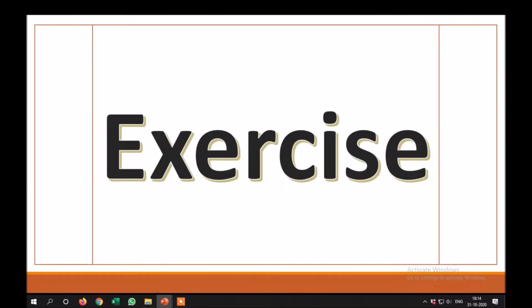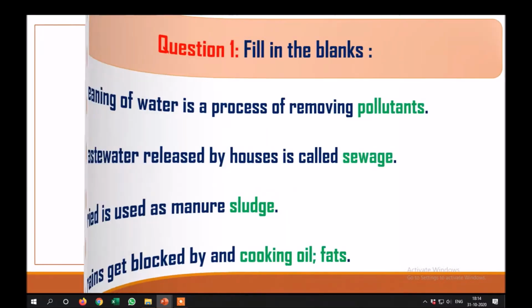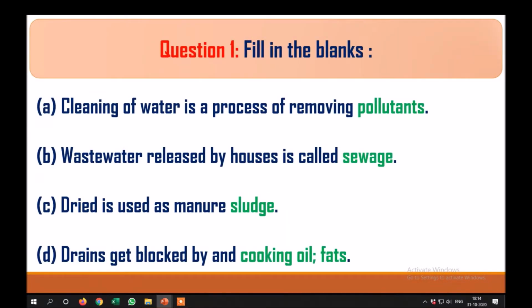Now let's see the exercise of the chapter. First question is fill in the blanks. Cleaning of water is a process of removing pollutants. Wastewater released by houses is called sewage. Dried sewage sludge is used as a manure. Drains get blocked by fats and cooking oil.